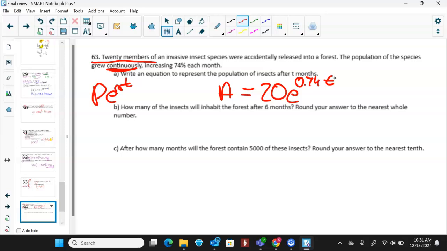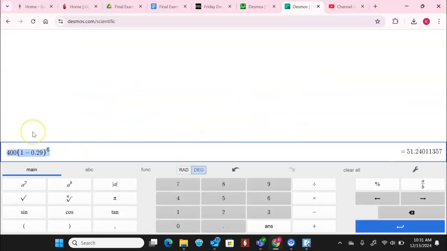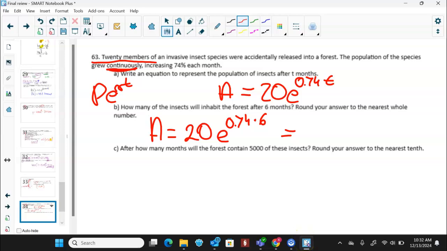Part B says how many of the insects will inhabit the forest after 6 months. Again, we're going to use the same equation that we just came up with. We start with 20, e, the rate was 0.74, and now time is 6. So we put all of this into the calculator: 20e raised to, in parentheses, 0.74 times 6. Once again, I highly suggest you use the parentheses. That gives 1,695 insects.